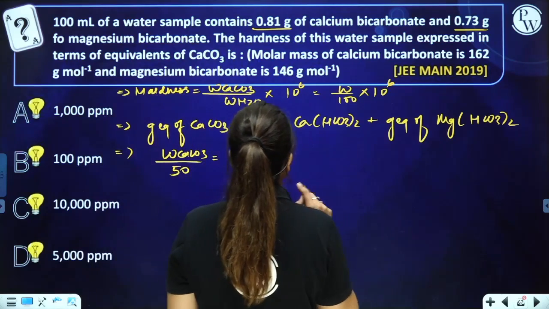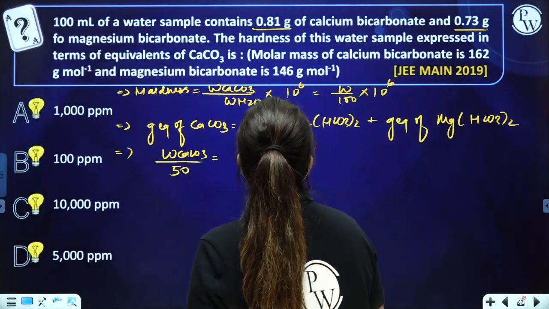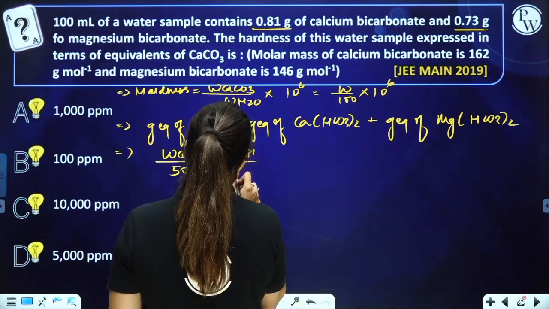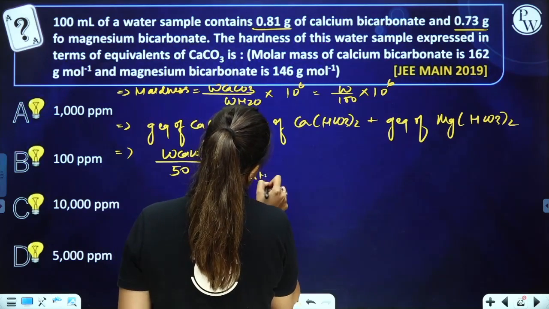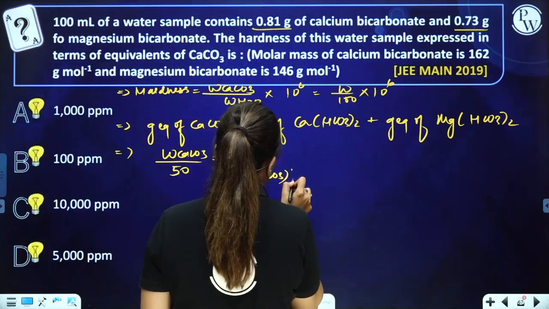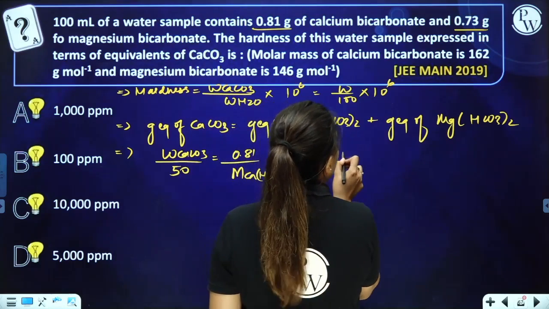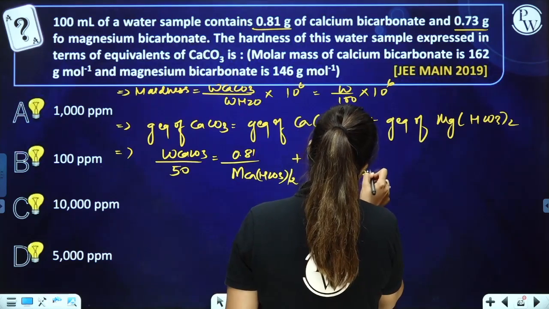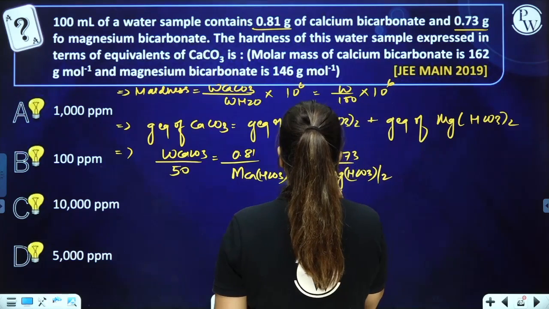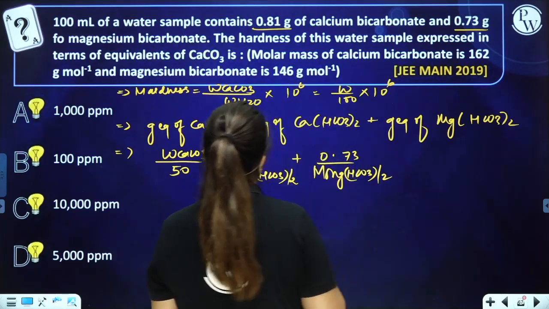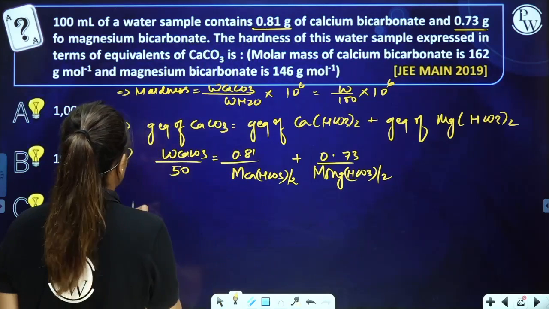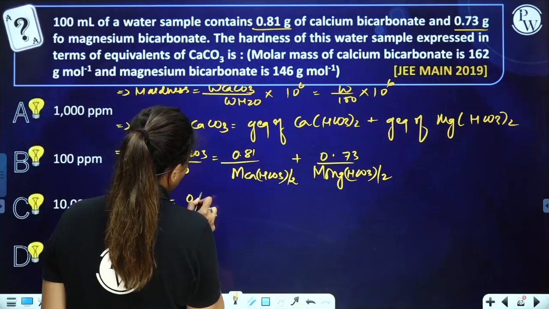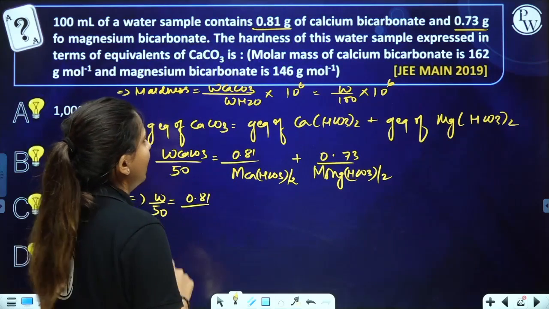Then we have the gram equivalence of calcium hydrogen carbonate. So we have to take the weight, that is 0.81 divided by the molar mass of calcium hydrogen carbonate divided by 2, plus 0.73 for magnesium hydrogen carbonate, weight divided by molar mass divided by 2. Okay, now put all the values. Weight by 50, this is 0.81. What is the molar mass of calcium hydrogen carbonate?